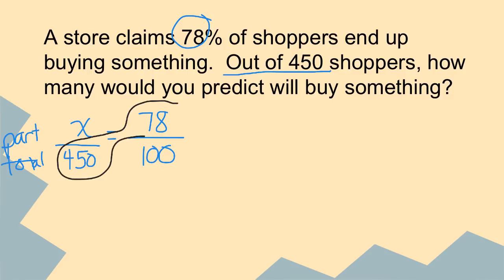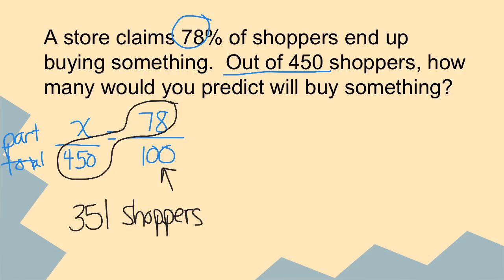So you would pick up your calculator. 78 times 450 divided by 100. We could predict that 351 customers, actually I'm going to call them shoppers, sorry. Shoppers will buy something.